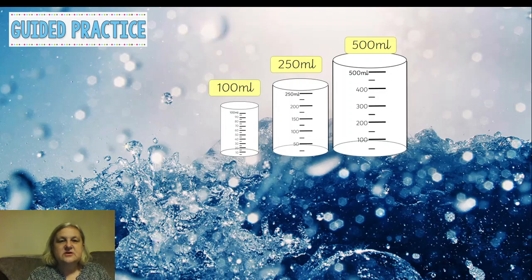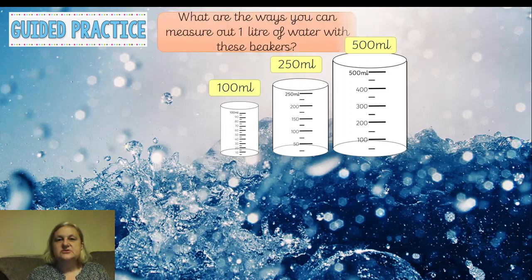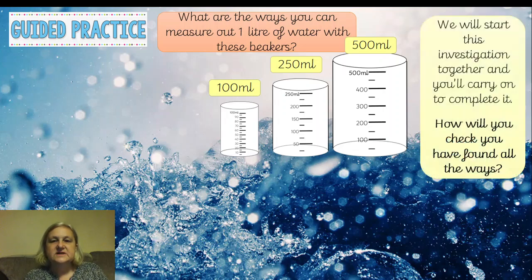So this is your guided one, and what we're going to do today is you're going to carry on with this guided one, and then you're going to start your big piece of your main investigation. Okay, we've got to have a look at finding the different ways that you can measure out 1 litre of water using these beakers. So we've got 3 beakers there, 500 millilitres, 250 millilitres and 100 millilitres.